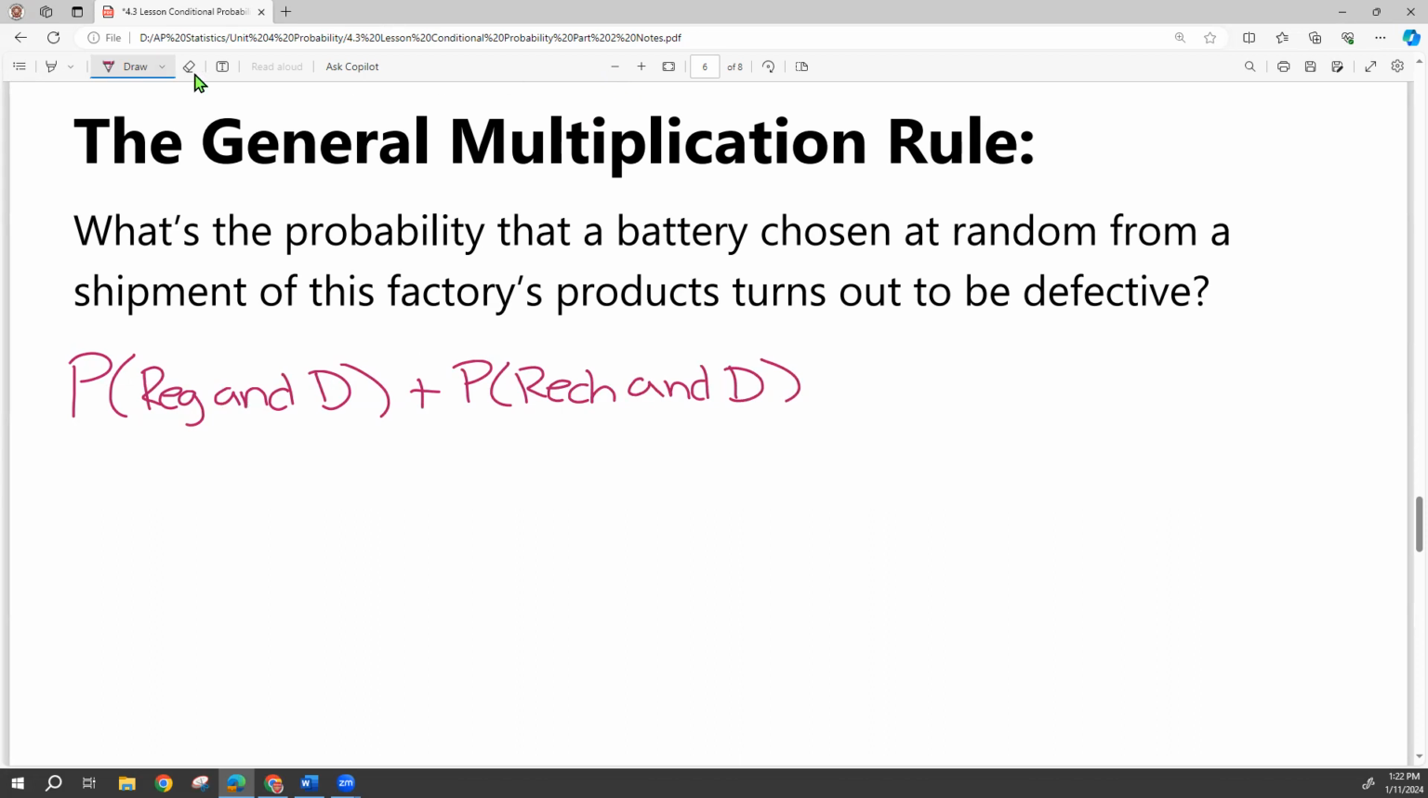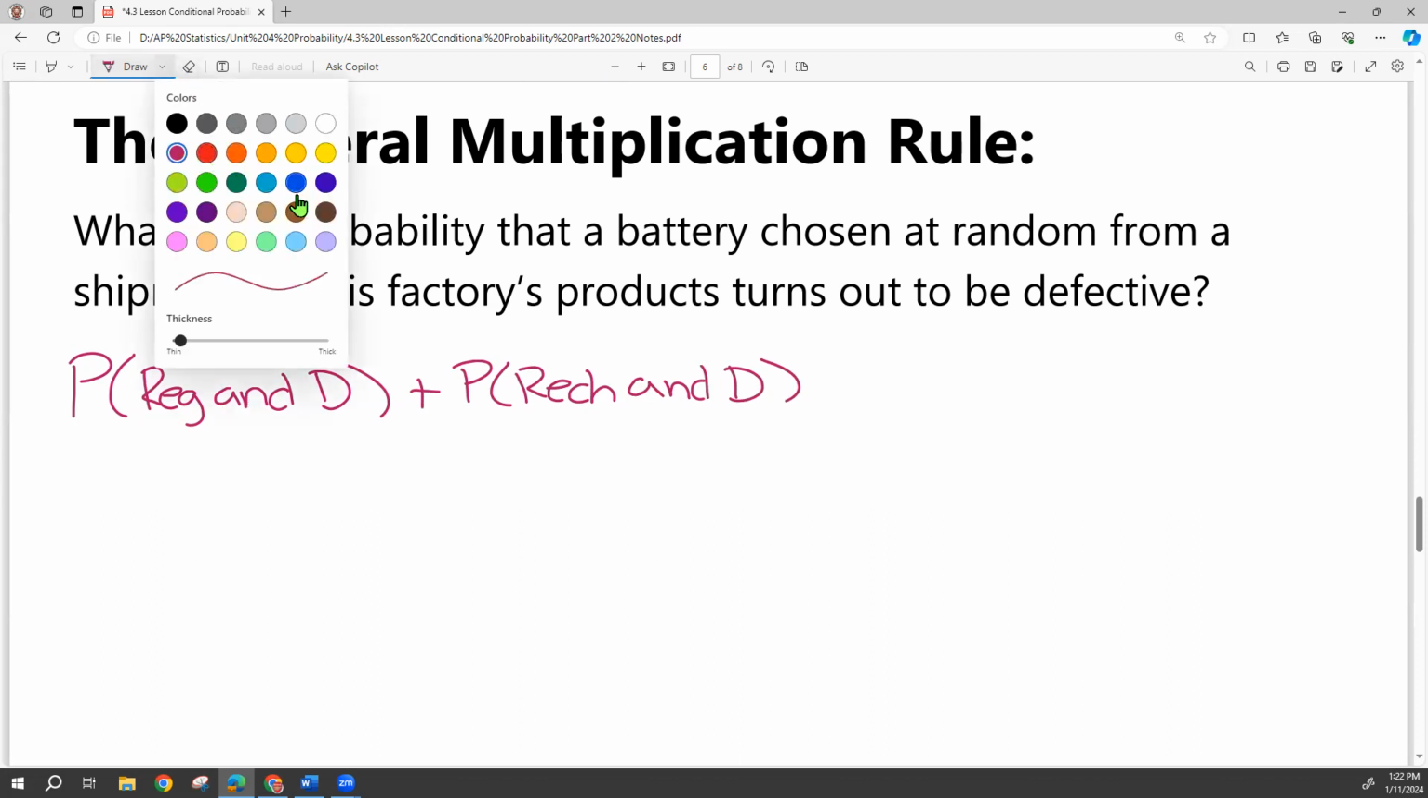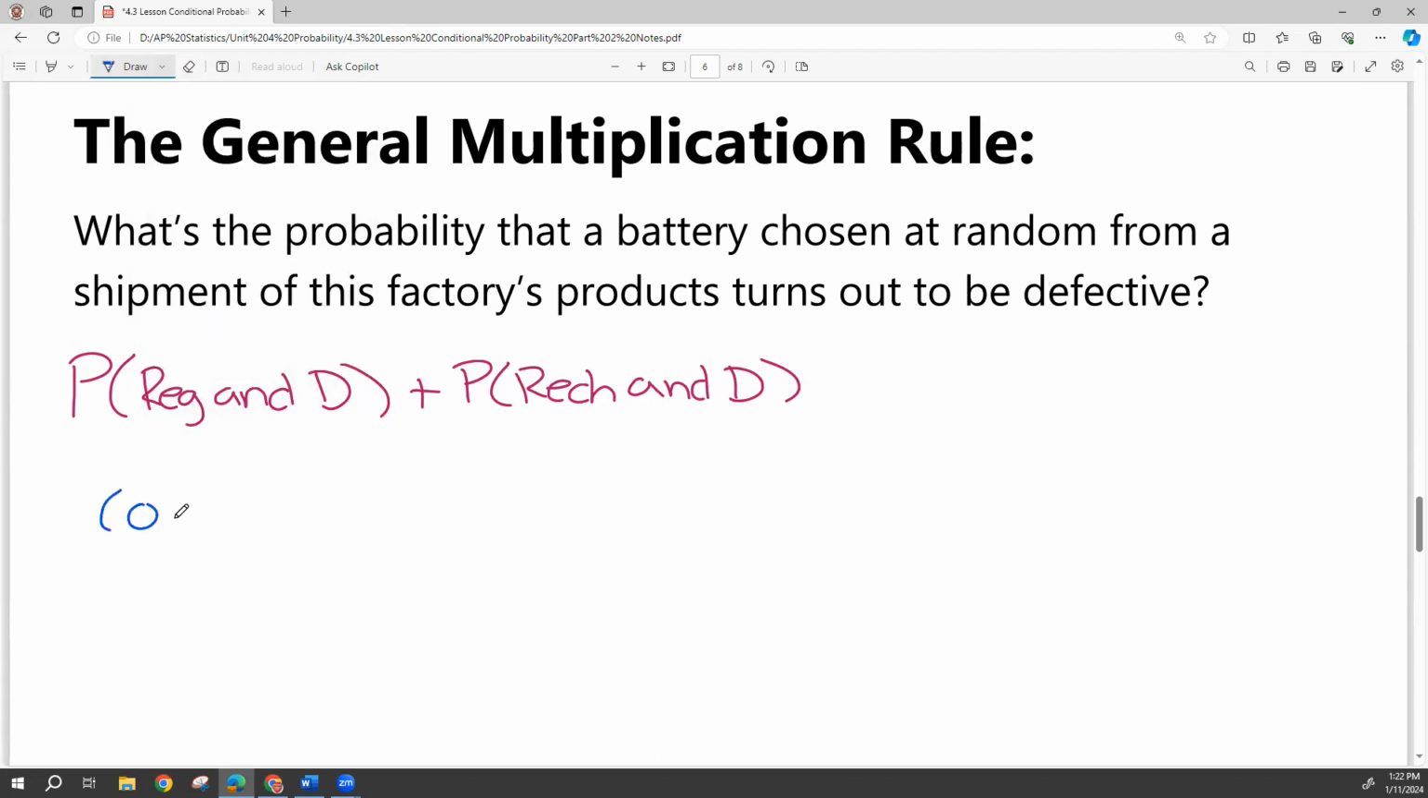So we already know this first piece. We just calculated that. It is 0.015. We can calculate this piece using the addition or the multiplication rule that we used the last time. So we would have the probability of a rechargeable battery, and I'm going to skip the notation here. The probability of a rechargeable battery is 0.25 because 25% of them are rechargeable. And then we said that 1% of them were defective. That's our conditional probability, the probability of being defective given it's rechargeable.